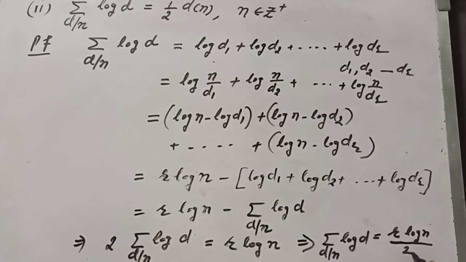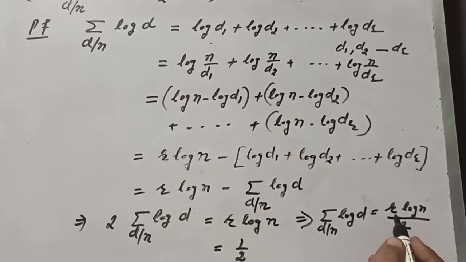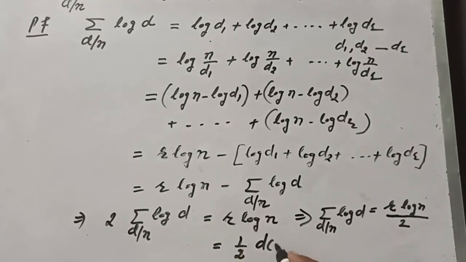Now simplify this one. r by 2, or you can say 1 by 2. What is r? r is the number of divisors. It can be written as d(n) logarithm of n. So this completes the proof of the second part.